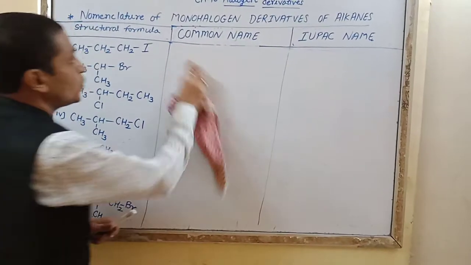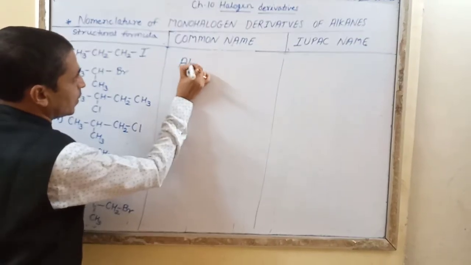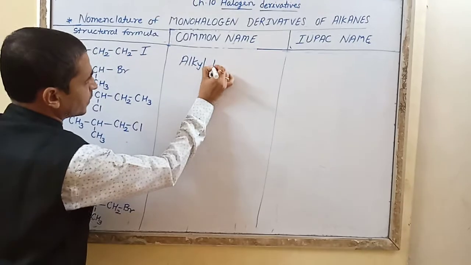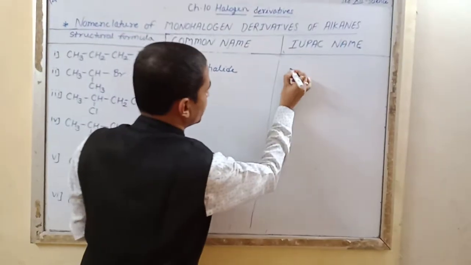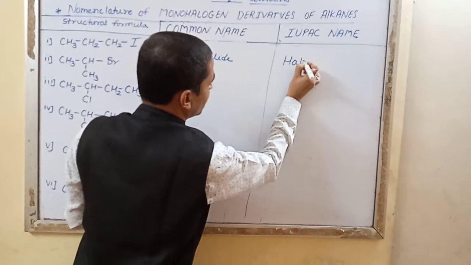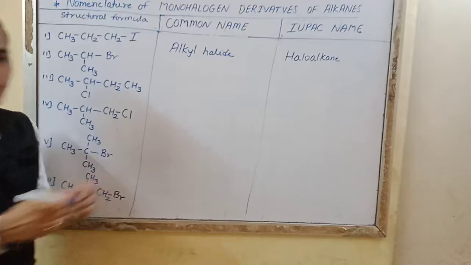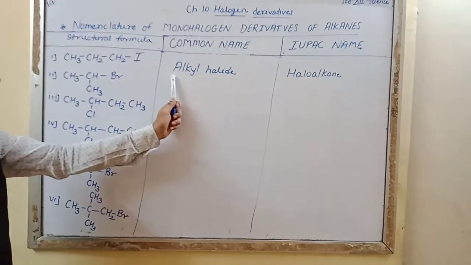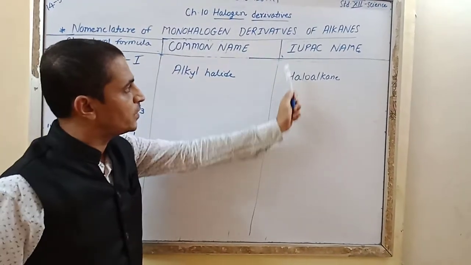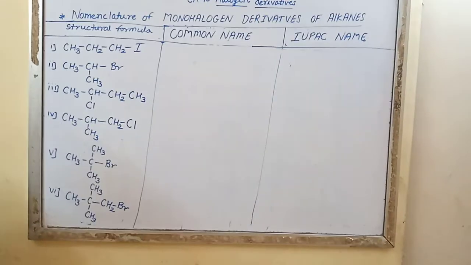In order to give common name, you must remember the word alkyl halide. And for IUPAC name, you remember the word haloalkane. These two words are very important. Alkyl halide for common name, and for writing IUPAC name, use haloalkane. We will start with the common name first.